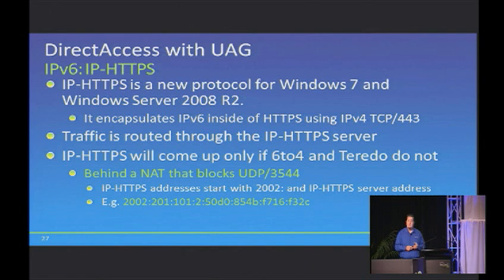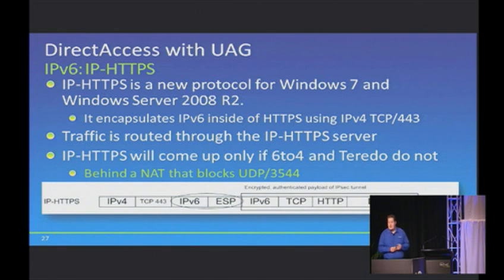Microsoft developed the IP-HTTPS protocol. There's nothing fancy about that protocol because it's using just plain standard stuff. But what it does is encapsulate IPv6 traffic into IPv4 SSL, so you're able to bypass the web proxies, the firewalls, and so on.